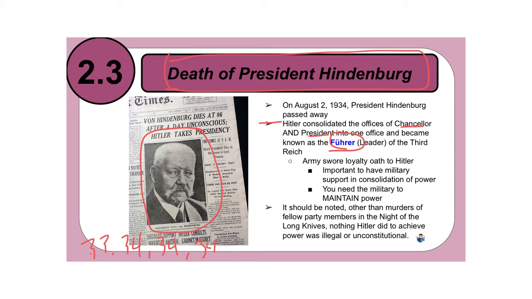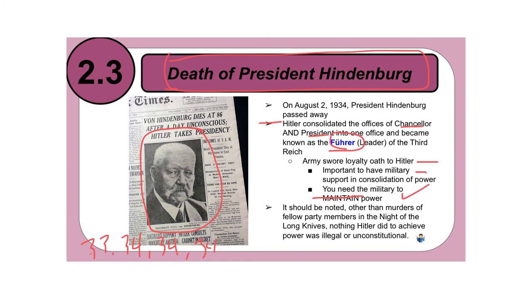And so, as a result of Hindenburg's passing, the army swore complete and total loyalty to Adolf Hitler. Notice I said the army devoted its loyalty to Adolf Hitler. They did not devote their loyalty to Germany. That's a difference. Okay, so they owed their loyalty to a person, not a country. It was important to have the military support in the consolidation of power, because if you have the military support, then you can order them to suppress your people if that's the case. You need the military to maintain power. You have to have it. And so this is a good thing for Hitler. Okay, it's not a good thing for world events, but it is a good thing for Hitler.